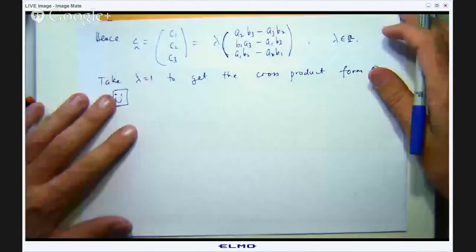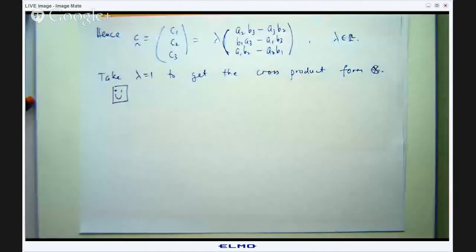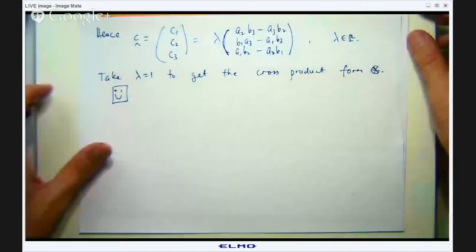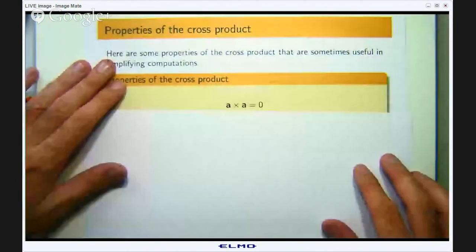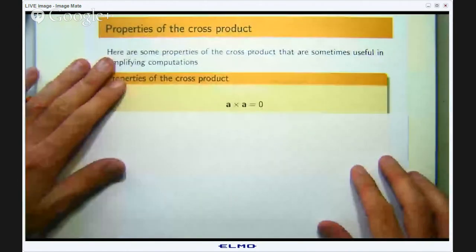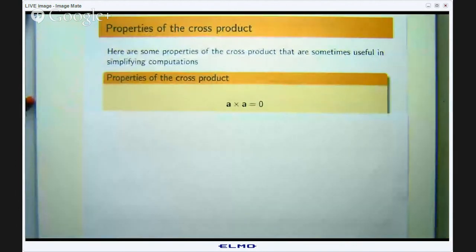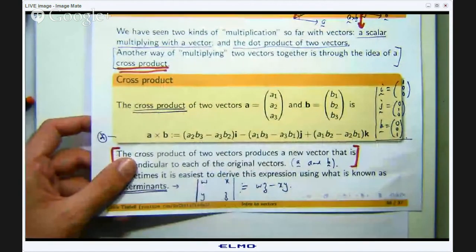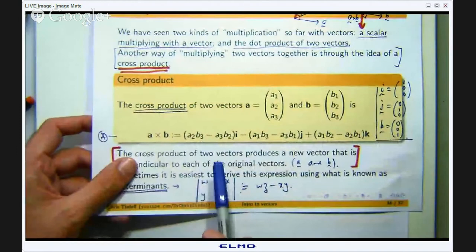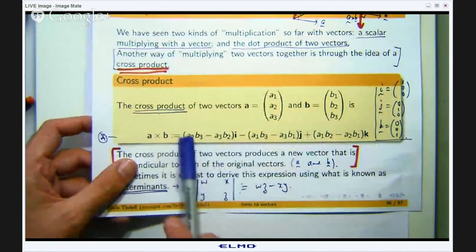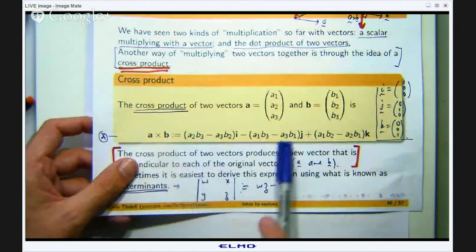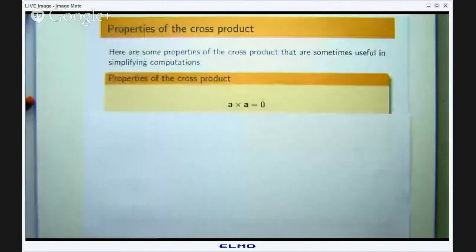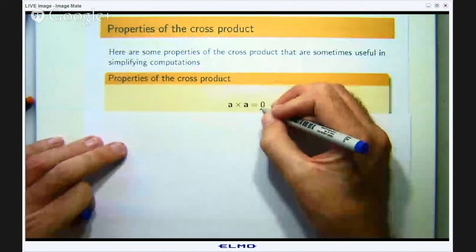Okay, so a couple of properties of the cross product. Firstly, if I take the cross product of a vector with itself, I get 0. Why is that true? Well, you can just use this formula: A1 and B1 are going to be the same, A2 and B2 are going to be the same, and A3 and B3 are going to be the same. So you're going to get cancellation there, and there. You're going to get the 0, so that's the 0 vector.